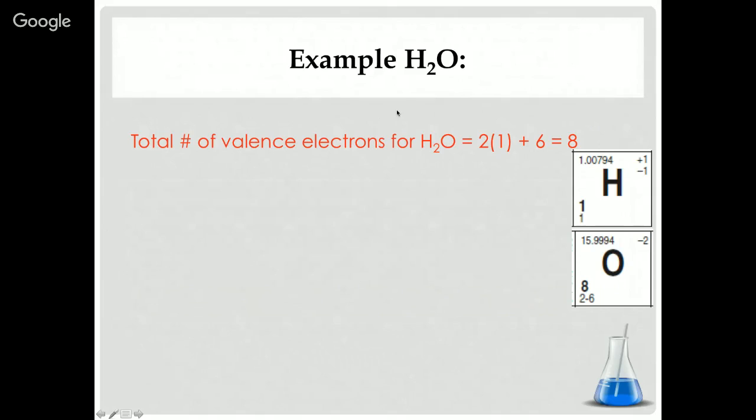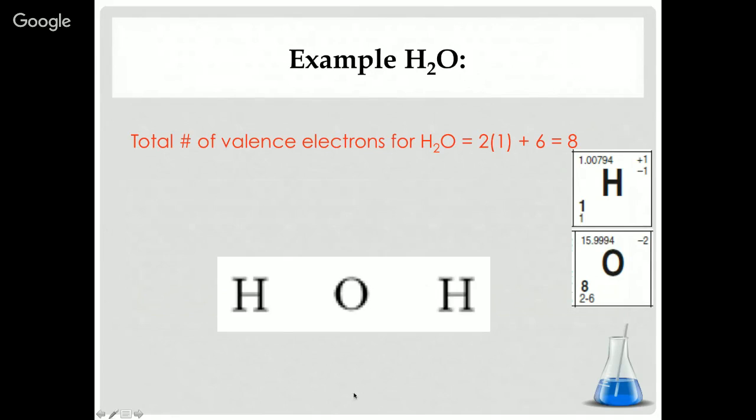Then what I want to do is, if I have a unique atom, one that's not like the others, in this case oxygen, I put that in the center. And then I put the other atoms on the outside. And I try to keep things very linear. So I work across first, and then if you have more, you can go up and down.